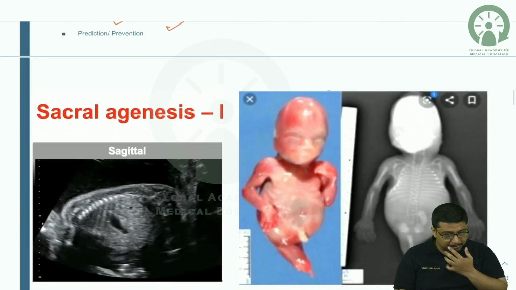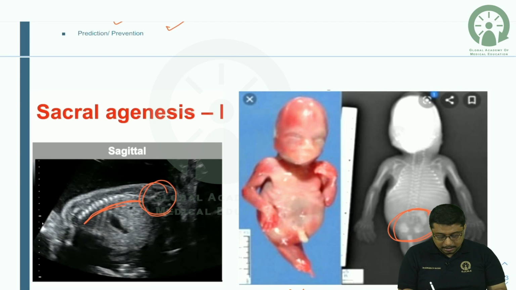So this is an image of sacral agenesis. You can see that the vertebra is formed, but where the sacrum should be there is a hollow. Here also you can see there are parts of innominate bone but no sacrum and one small long bone. So this is known as a mermaid fetus.